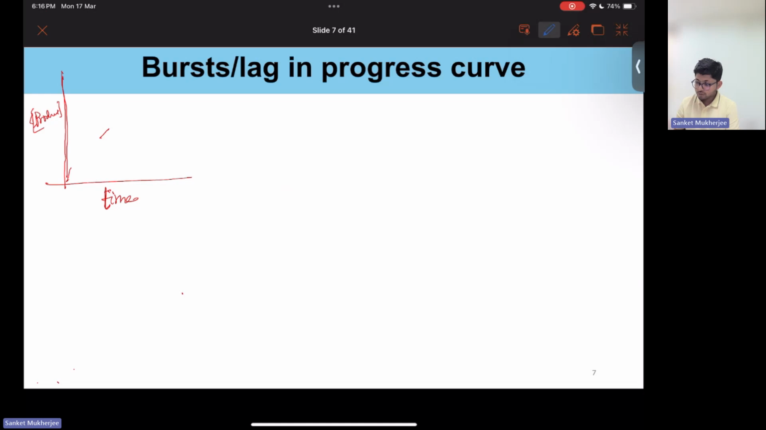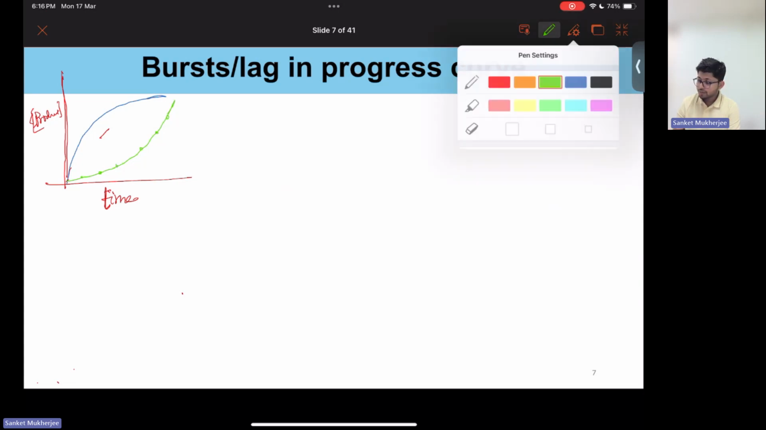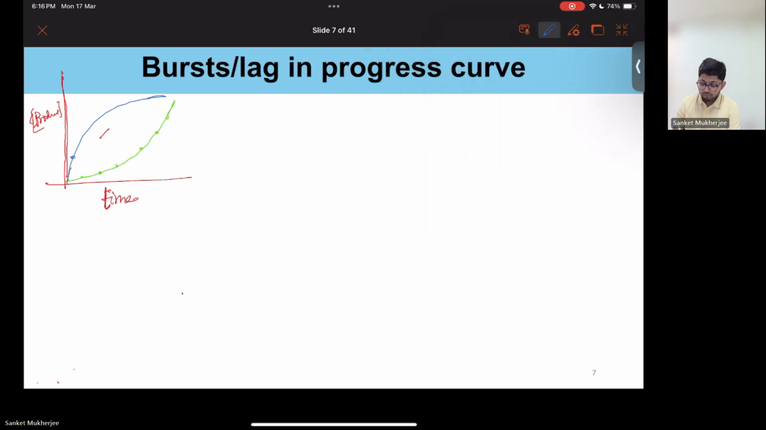Okay. So the curve can be like this, or the curve could be like this. So this will have different reaction points, obviously. And if the curve is like the blue one as shown, then it is called a burst, right? So there would be potential reasons behind it. So let's discuss the potential reasons.